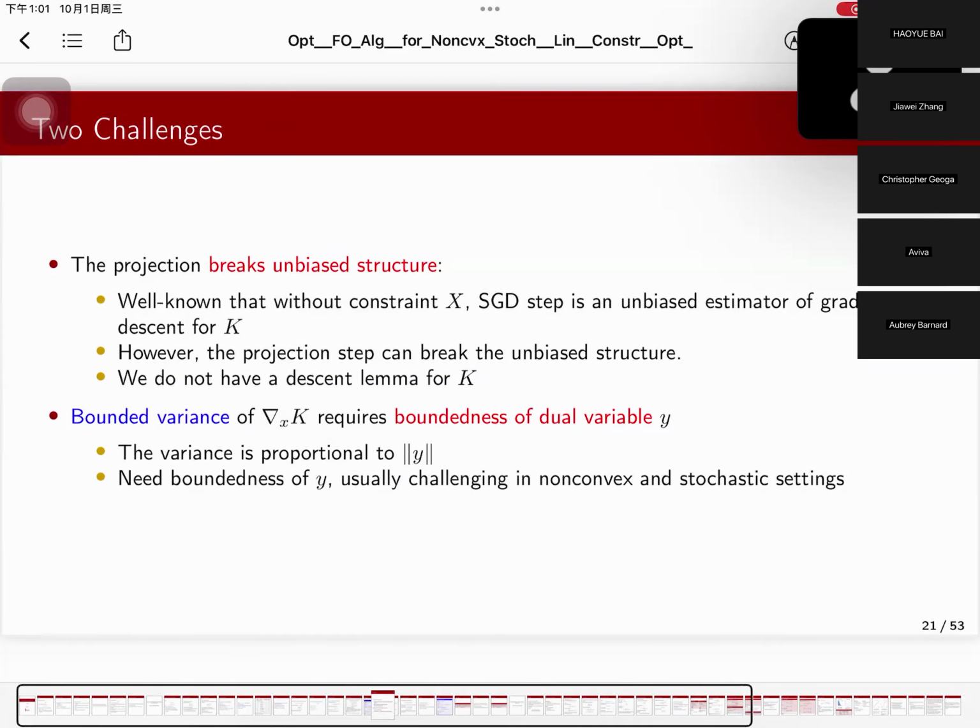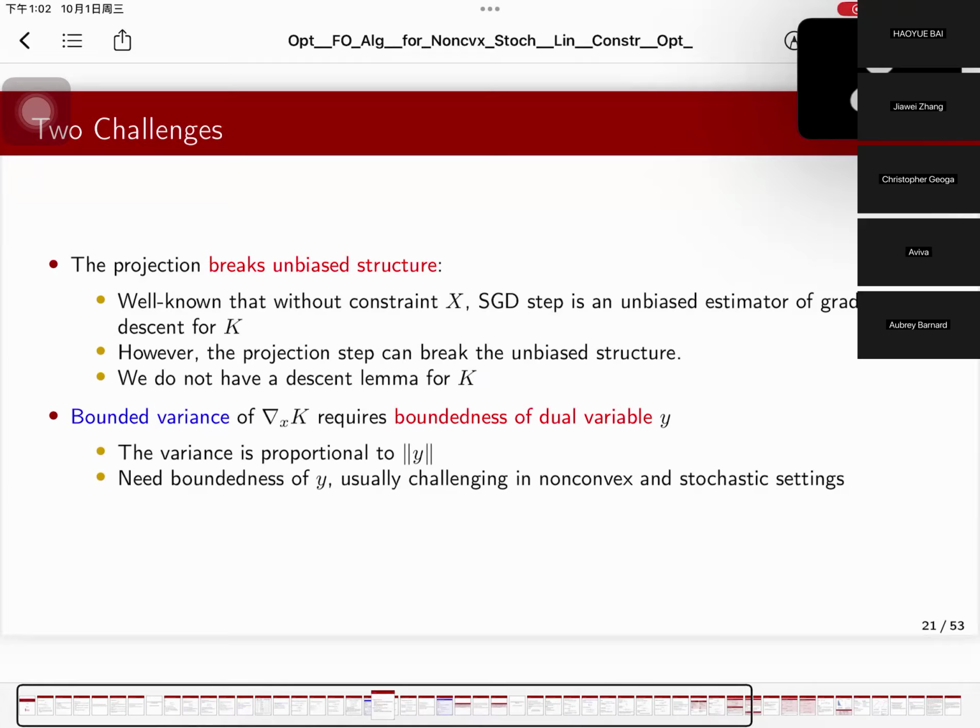But there can be two challenges. The first challenge is about the analysis of the convergence. Notice that we have the projection for the gradient descent when we update x. We know that usually stochastic projected gradient descent for a function cannot guarantee the decrease of the function. So how to analyze this update for x? This is the first difficulty, but this is for analysis, not for algorithm design.